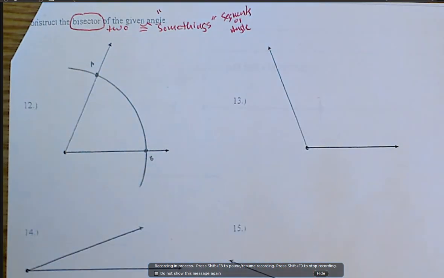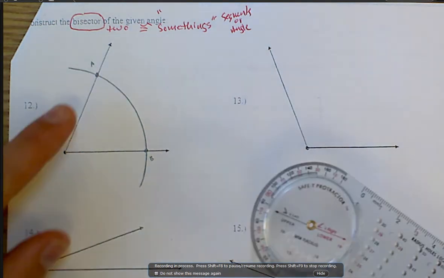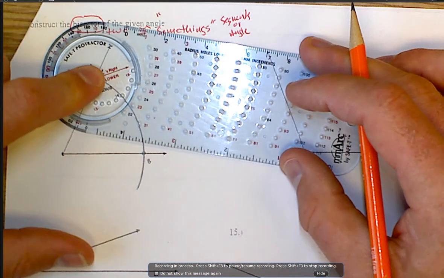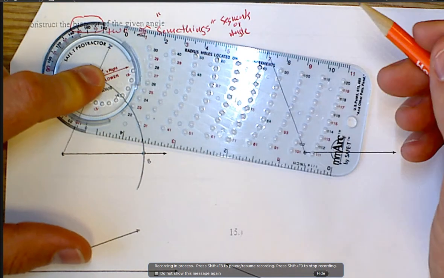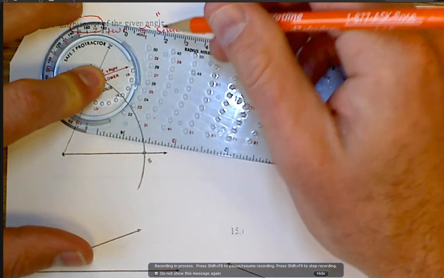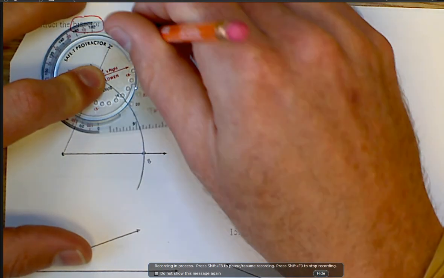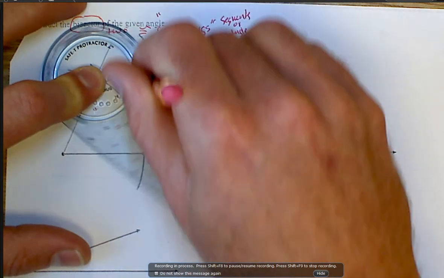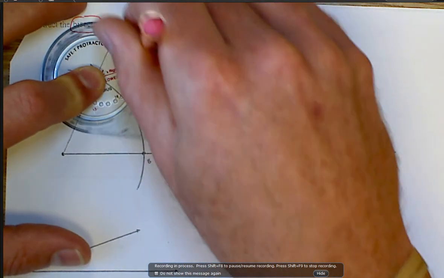Now, next step. And you're going to repeat this next step twice. You're going to take your brass circle, you're going to put it on A. You're going to pick any number you want, but just remember what it is. I'm going to pick 30. And you're just going to make a swoop kind of out in the middle of this angle, just roughly. Just make sure you're somewhere in the middle. Remember where your pencil's at.